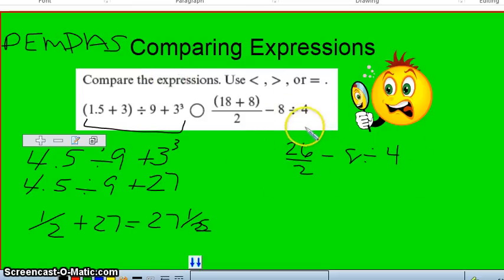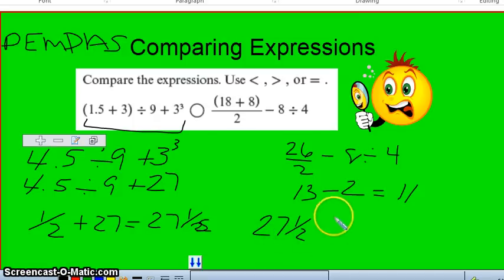So then we want to move on to multiplication and division from left to right. So we start with division right here, 26 divided by 2, which gives us 13. And then 8 divided by 4, which gives us 2. And 13 minus 2 is 11. So we've got that the left side is 27.5 and the right side is 11. And we know that 27.5 is greater than 11. Remember, in your inequality symbols, alligator eats the bigger number, so 27.5 is greater than 11.